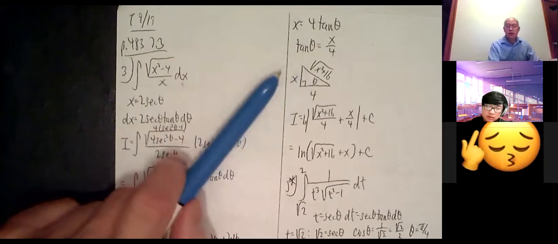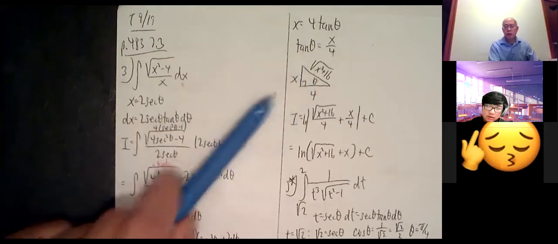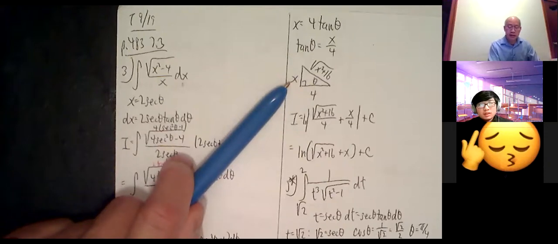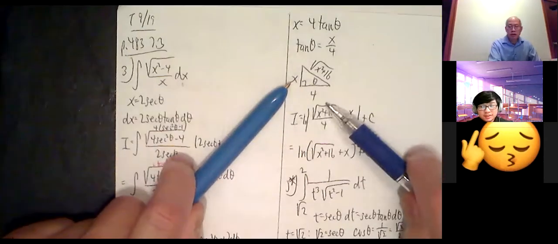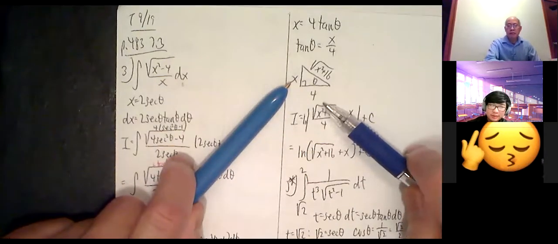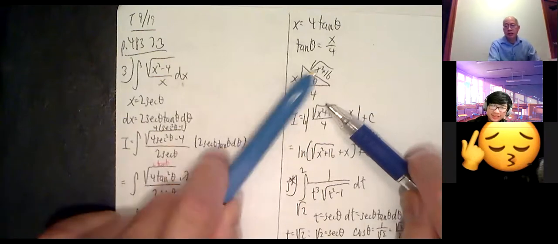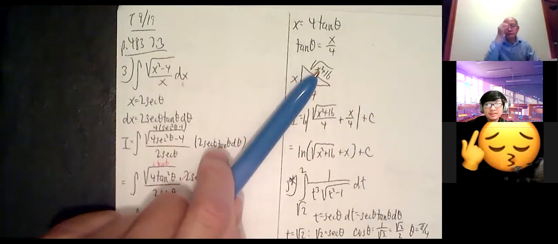Let's check. Is it true that a squared plus b squared equals c squared? So what is this squared? X squared. What is this squared? 16. Add them up. X squared plus 16. Is it equal to this thing squared? Yes, it is.